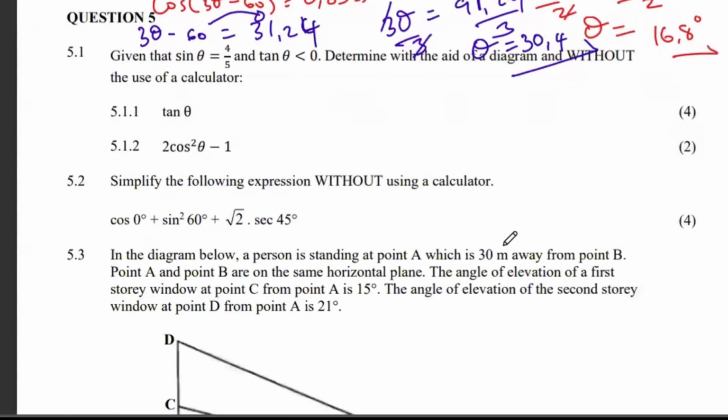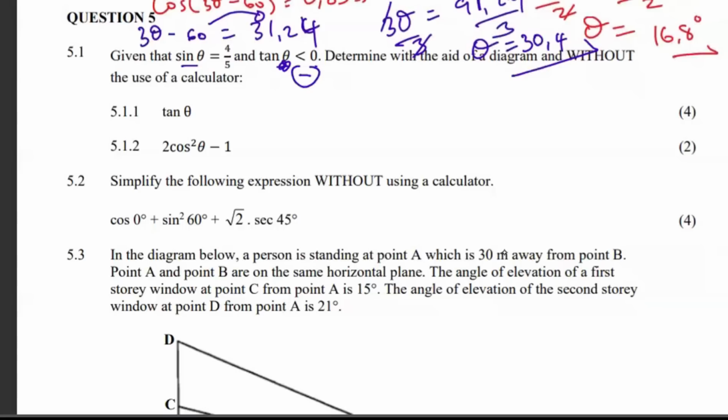Then question number 5, which is also trig. We're given the sine of theta to be 4 over 5, but the tan theta is less than 0. So this less than 0 simply means that the tan is negative. If they told us that tan theta is greater than 0, it means the tan is positive. Determine with the aid of the diagram, without the use of a calculator, all of this.